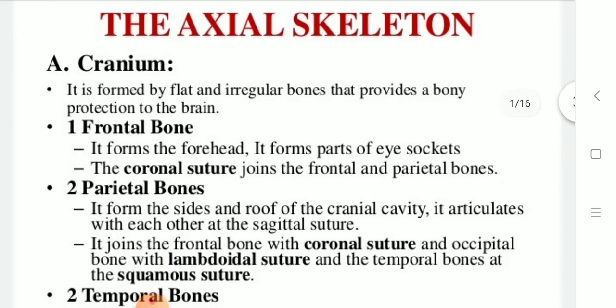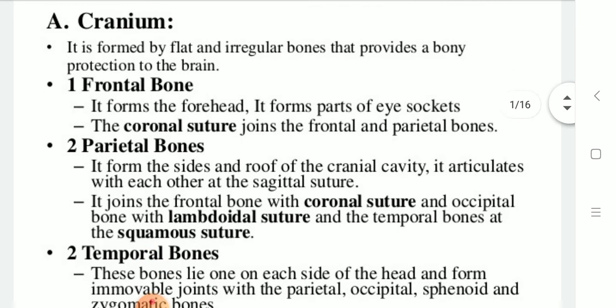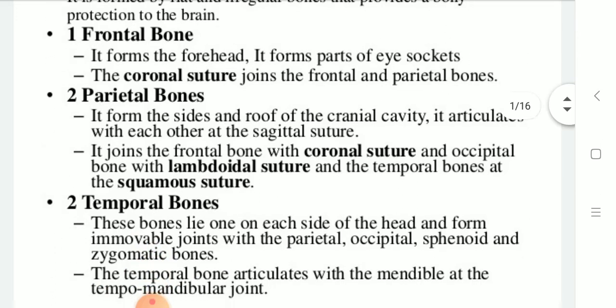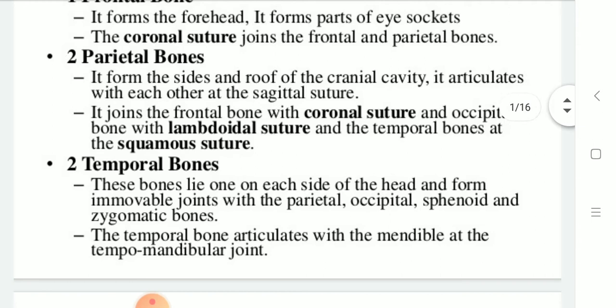The coronal sutures join the frontal and parietal bones. Parietal bones form the sides and roof of the cranial cavity. They articulate with each other at the sagittal suture. They join the frontal bone with coronal sutures, the occipital bone with lambdoidal sutures, and the temporal bone at the squamous sutures.